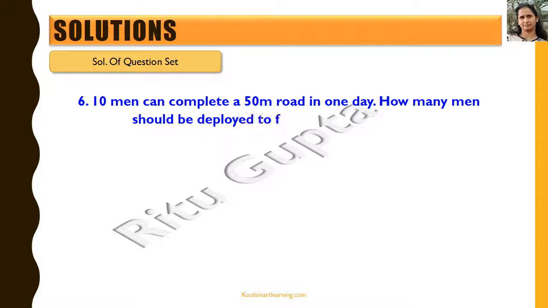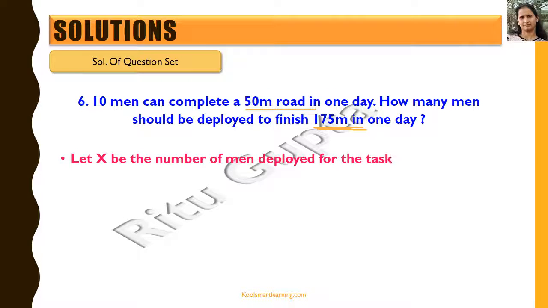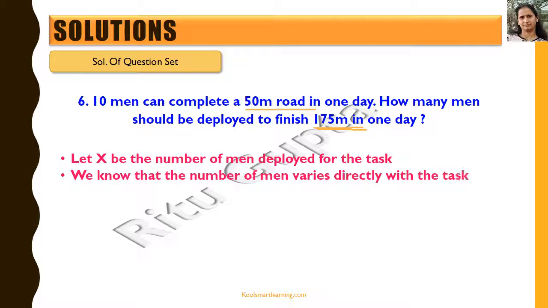10 men can complete a 50-meter road in one day. So they're constructing a road and they complete a 50-meter road in one day. How many men should be deployed to finish 175 meter in one day? So the time that we're taking is remaining constant. So we know that if the work to be done is more, the number of men required will be more. So if we assume x to be the number of men deployed for the task, we know that the number of men is varying directly with the task.